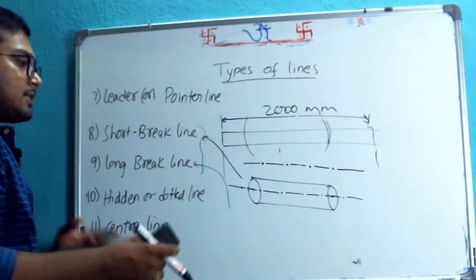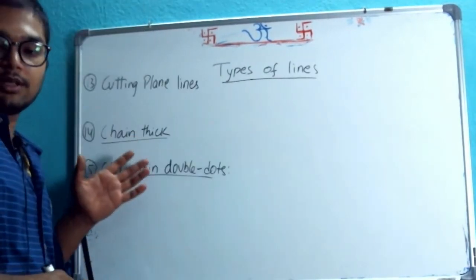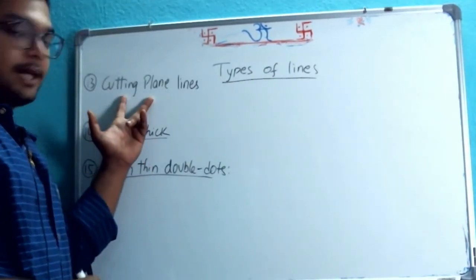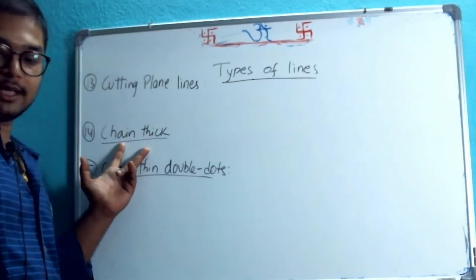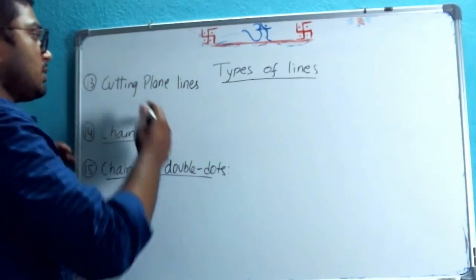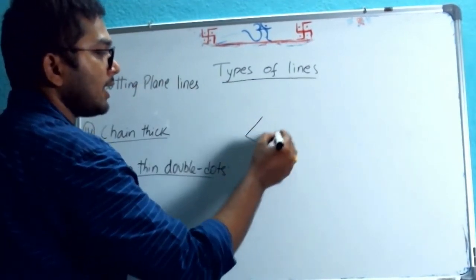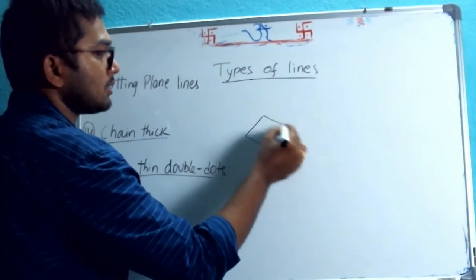Okay, so let's get to the next few types of lines. So coming to the next set of lines, that is one is cutting plane lines, chain thick lines, chain thin double dots. Say come to cutting plane lines. Say we have a certain element or component like this.